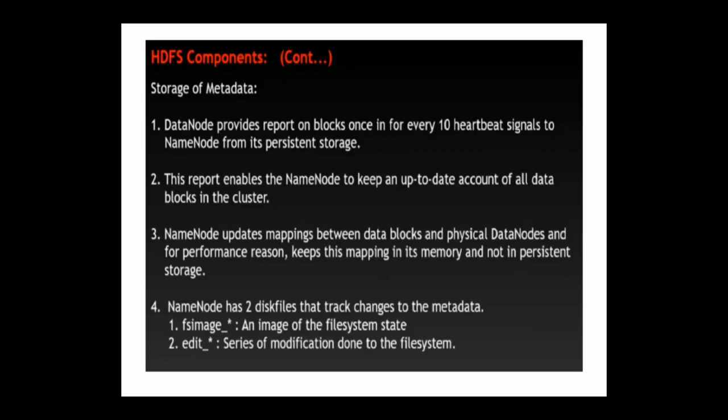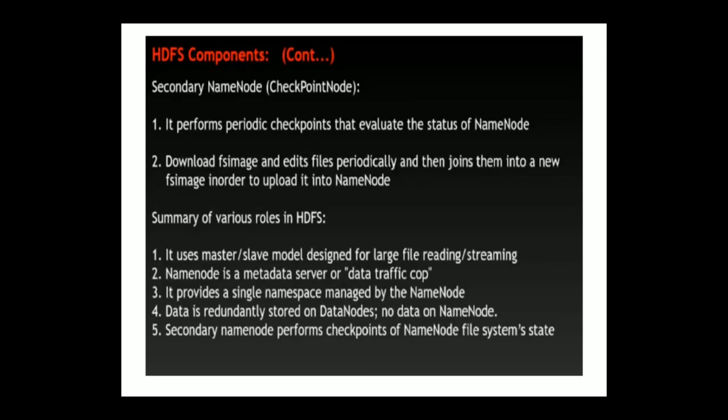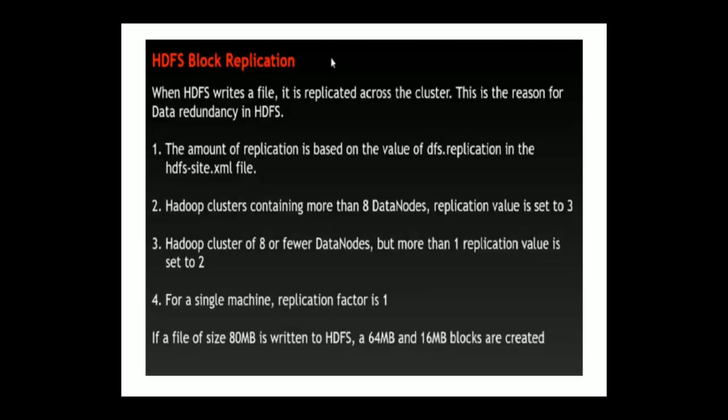The data node provides a report on blocks once in every 10 heartbeat signals to name node from its persistent storage. This is going to enable it to keep an up-to-date account of all data blocks in the cluster. Name node updates mapping between the data blocks, which we have already discussed. So the name node has to track changes of the metadata. So FS image, edit. These are the file system files which we are going to use. The summary also, we have seen how it works with the different things. These are the 5 important summary points.